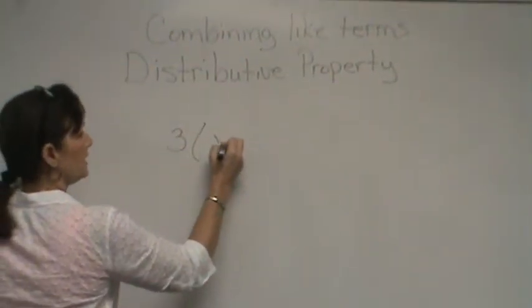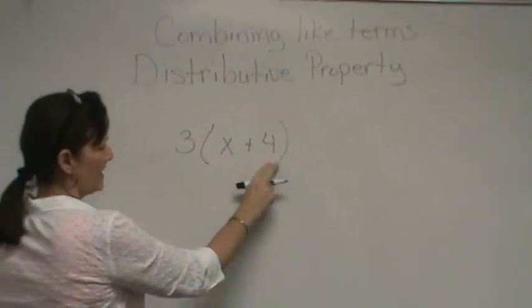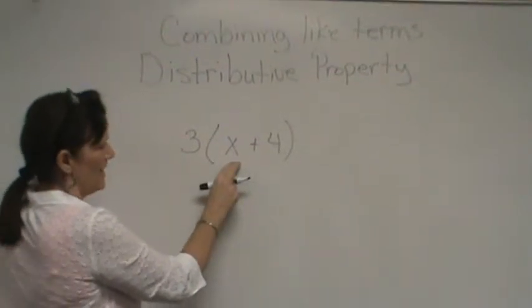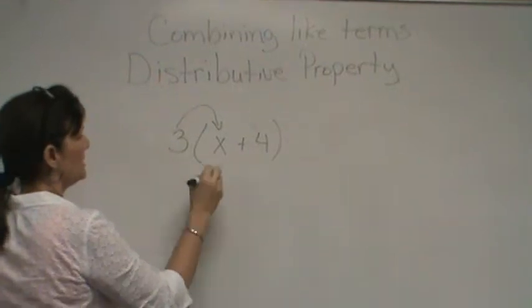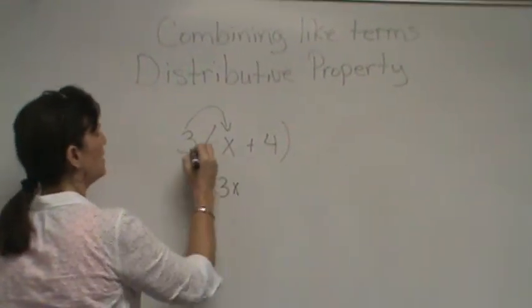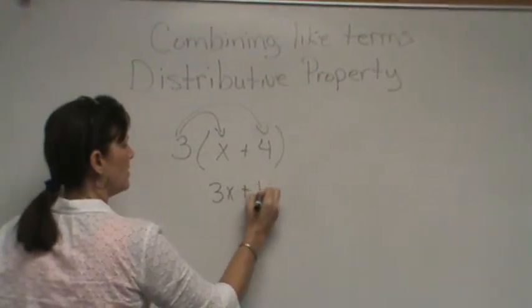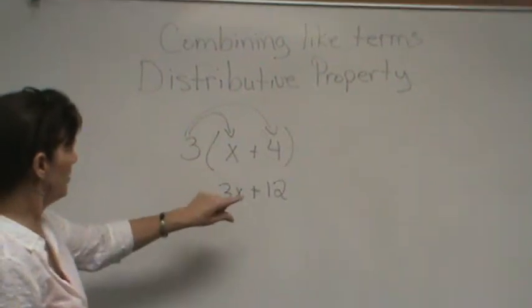When I'm using distributive property and I have a variable, I can't solve this equation inside the parentheses. I don't know what x is, so I have to do this first. 3 times x is 3x. 3 times 4 is 12. So I have used distributive property.